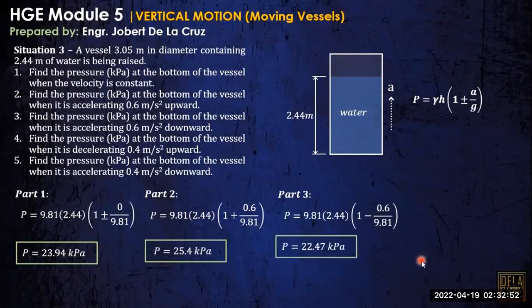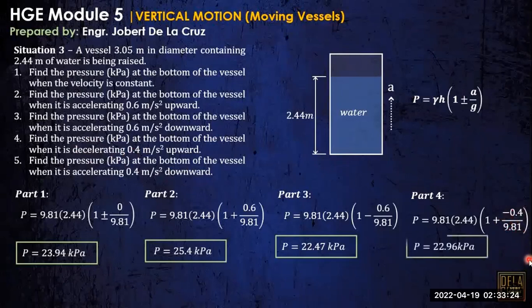For number 4, find the pressure at the bottom of the vessel when it is decelerating 0.4 meters per second upward. Okay. So, decelerating, ano yung ibig sabihin? So, take note that this statement here, that is moving upward, so that will be positive. Okay, plus. But that is a deceleration. That means, yung a natin dito is negative. So, over 9.81. And it will give us this answer. Yan yung mga iti-take note natin, itong mga words na to. Upward and deceleration.